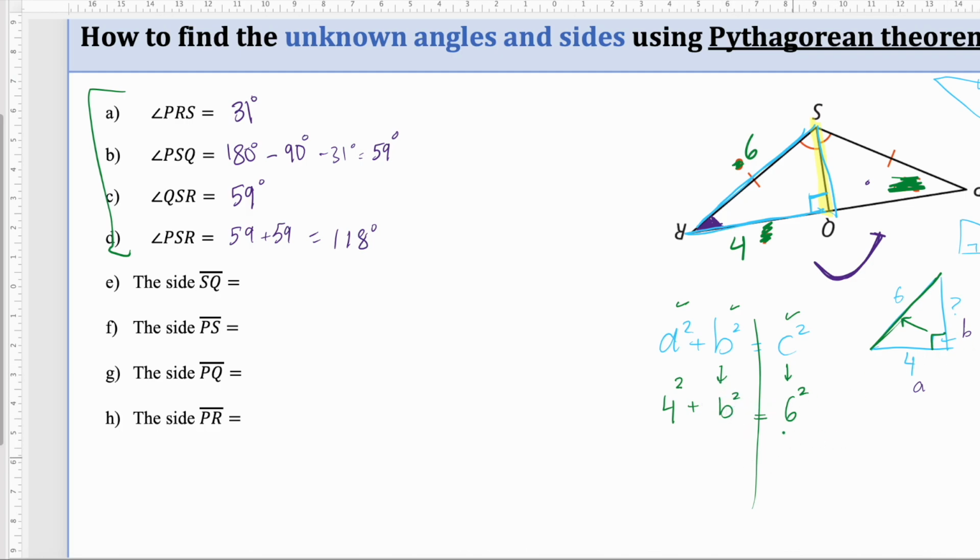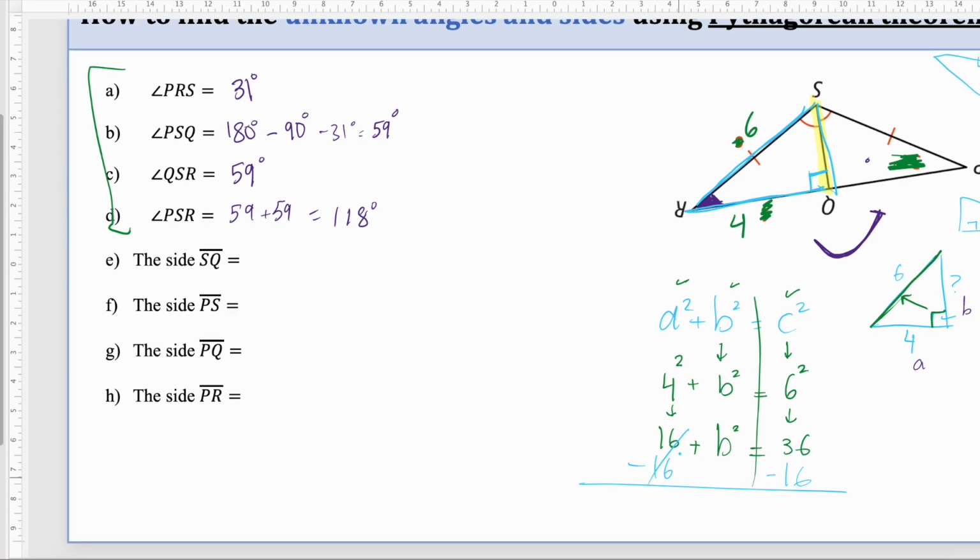Okay? So now start solving it. 4 squared is 16, plus B squared, I don't know, just keep it as it is, equals 6 squared is 36. Now to solve this, you have to minus 16 both sides. Okay? So B squared alone equals, if you subtract this, you're going to get 20. To find B alone, you have to remove the square. So use square root, both sides, of course. B alone equals square root of 20.